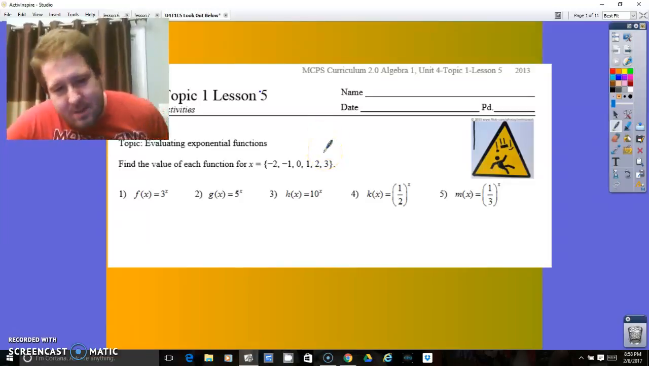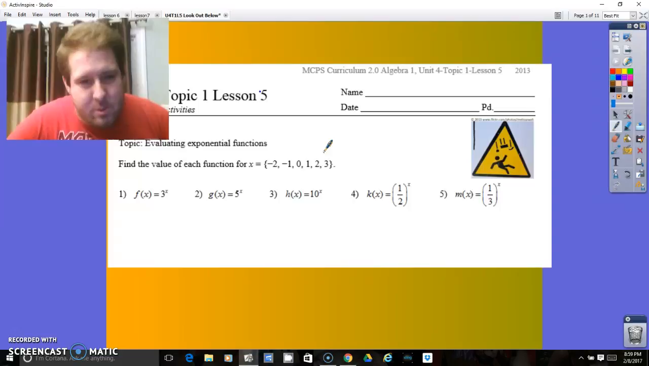This is Unit 4, Topic 1, Lesson 5. We're going to be substituting here. So for our warm-up, we're going to be substituting these numbers into each of these equations or functions.